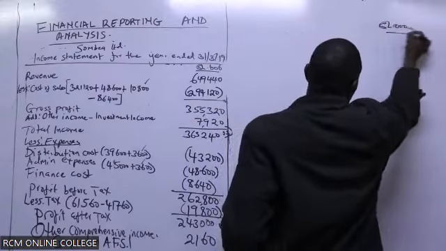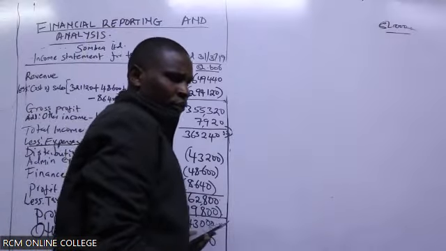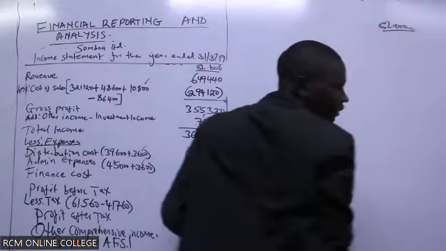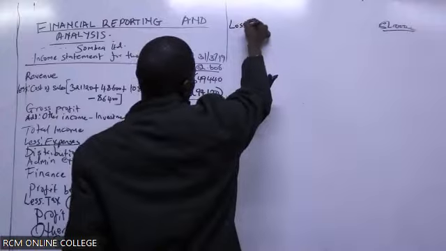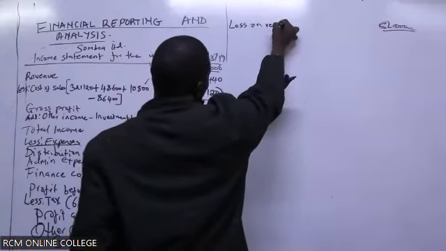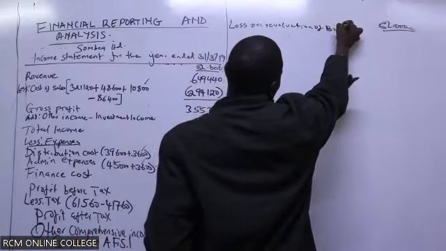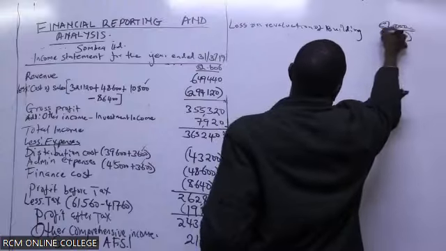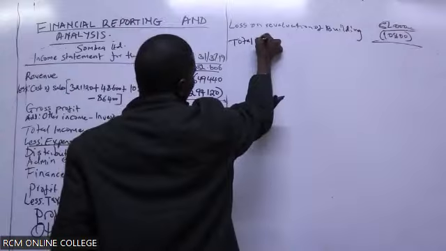Shillings here are in 1,000. Additional info. Yes, additional info. Shillings here in 1,000. Good. Then here we have loss on revaluation of building. Ilikuwa 10,800, but we less. What is our total comprehensive income?